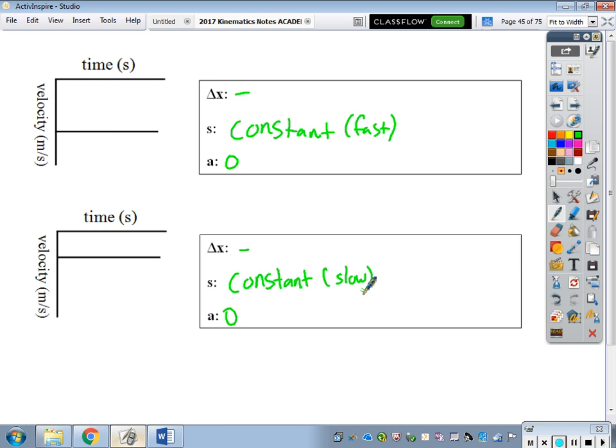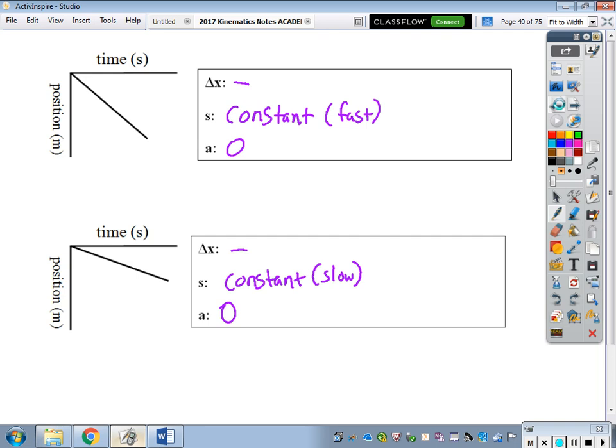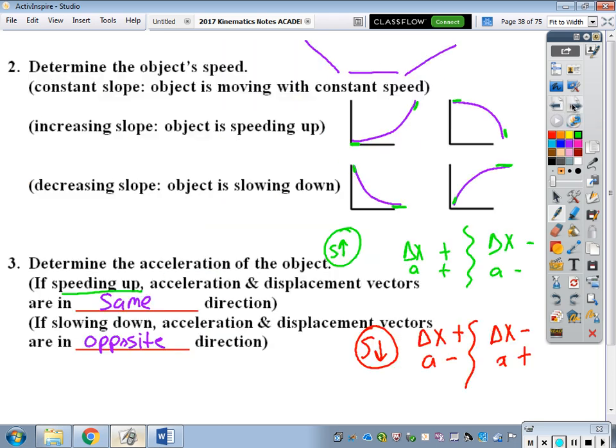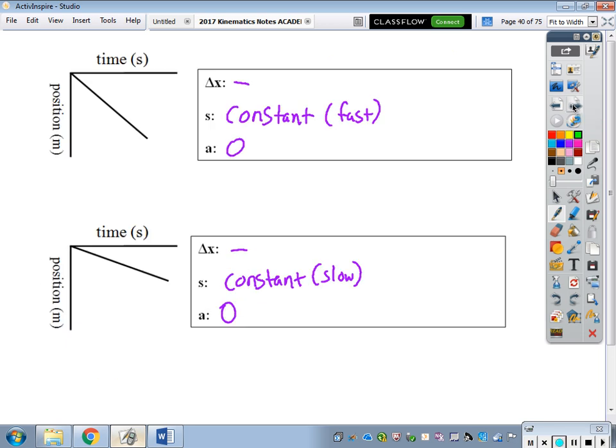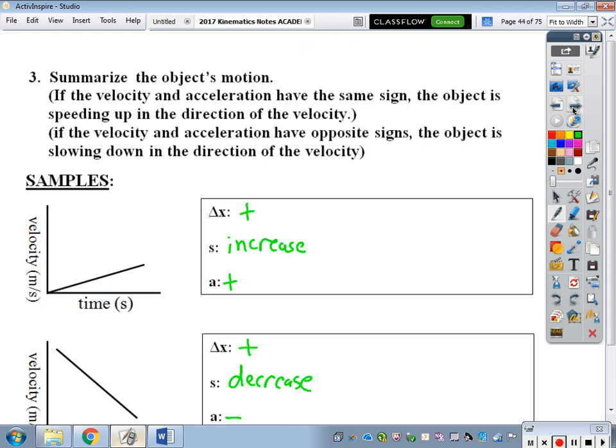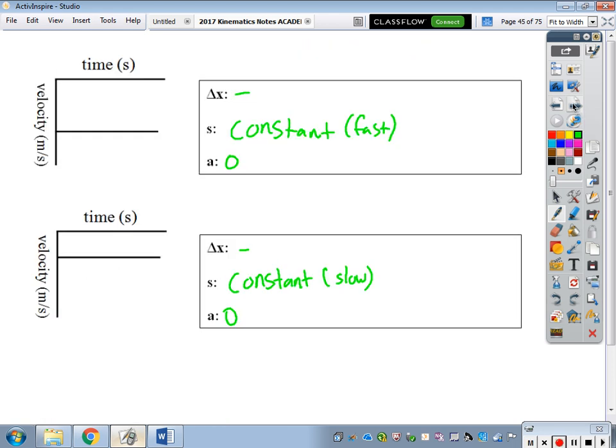Just a reminder, we go all the way back to position versus time graphs. We have a separate set of rules for position versus time graphs. Use those rules as we go through. Then when we get to velocity versus time graphs, they also have their own set of rules. So make sure that we use them appropriately.